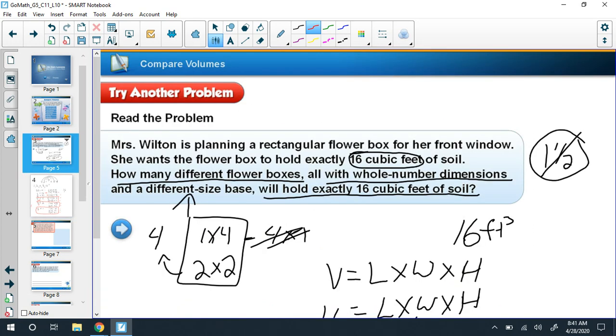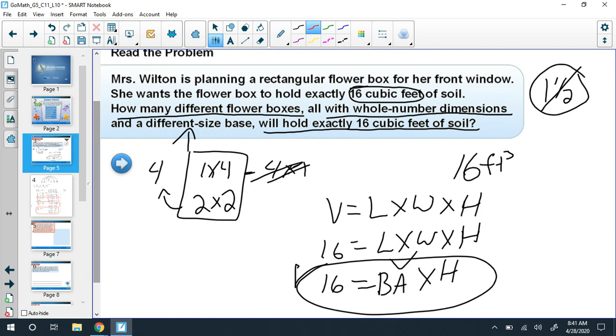So going back to our question, how many flower boxes, all with whole number dimensions and a different size base, hold exactly 16 cubic feet of soil? And the answer here is 9 different flower boxes.